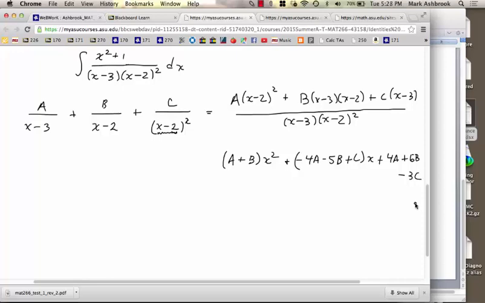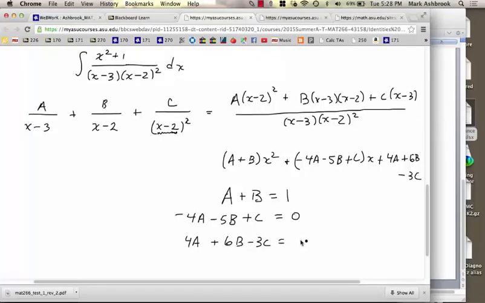Does it make sense? Anybody have a question? So therefore, a plus b equals 1. Negative 4a minus 5b plus c equals 0. That's our x term. There's 0x, right? And then 4a plus 6b minus 3c equals 1.